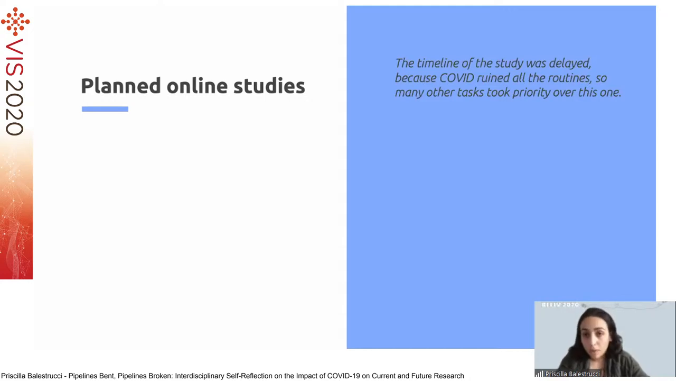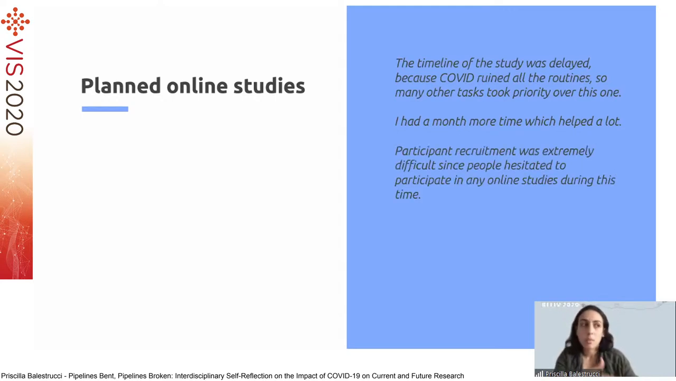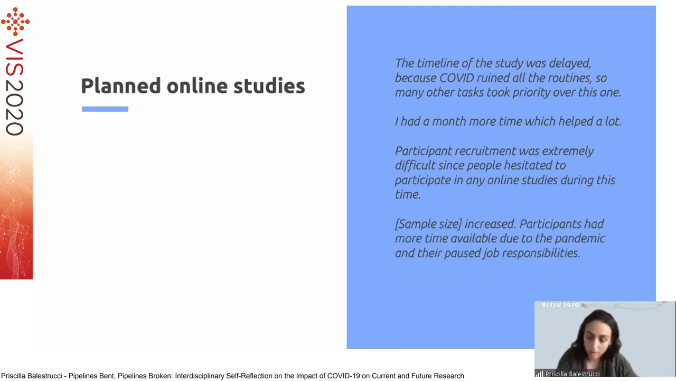So for instance, some of our participants found that the timeline of the studies was completely affected, and therefore they complained that the study was suffering from it. On the other hand, some other researchers welcomed this disruption, so to say, because they had more time to focus on the study. In terms of sample size and participant recruitment in online studies, also here, there is no consensus on what happened. For instance, some said that participants hesitated to participate in online studies during this time, but others actually noticed that the sample size increased, possibly because participants had more time.